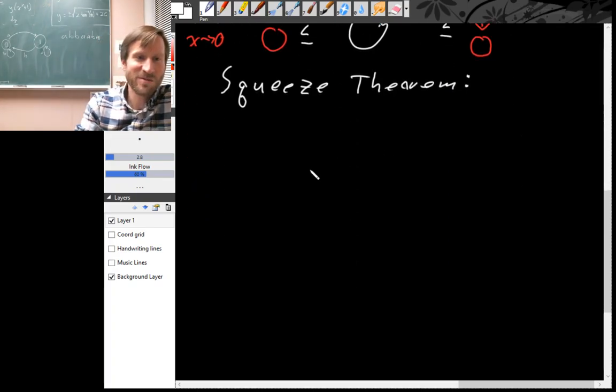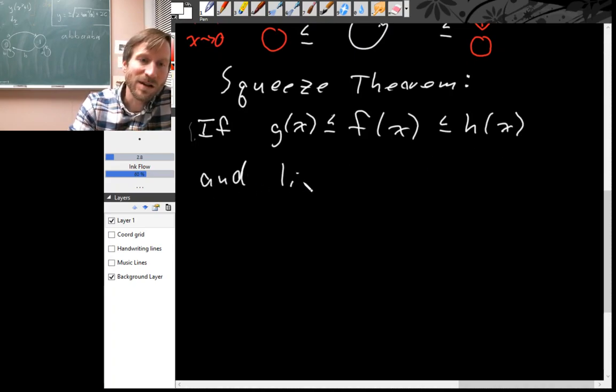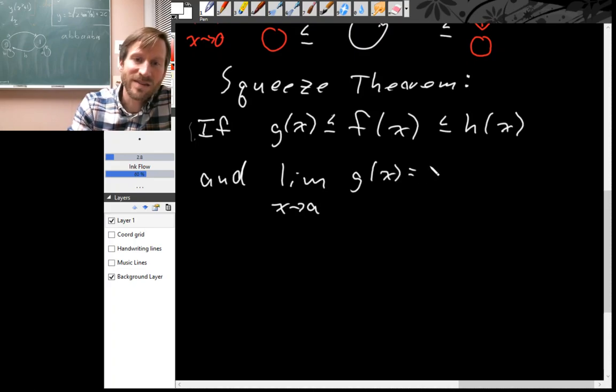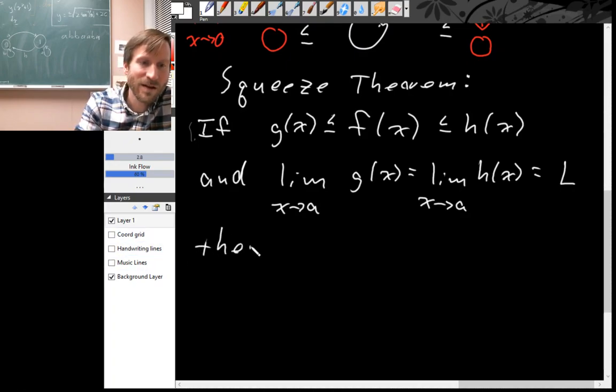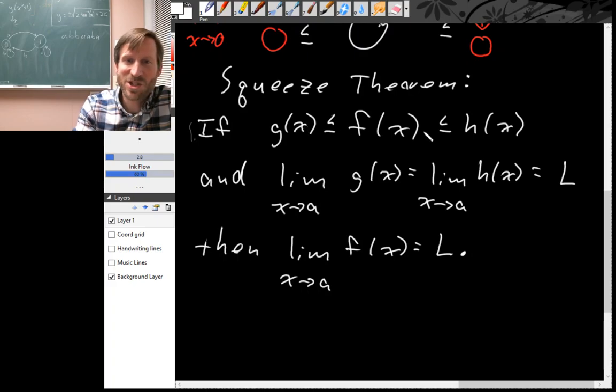So the squeeze theorem looks like this. If you have a function and it's trapped between two other functions, so say f of x is trapped between g of x and h of x, and the limit as x goes to some x value, say a, of g of x is the same thing as the limit as x goes to a of h of x, and maybe both of those are equal to some number L, then the limit as x goes to a of f of x is also L, because f of x is trapped between g and h. g and h are both going to L, and so f also has to go to L.